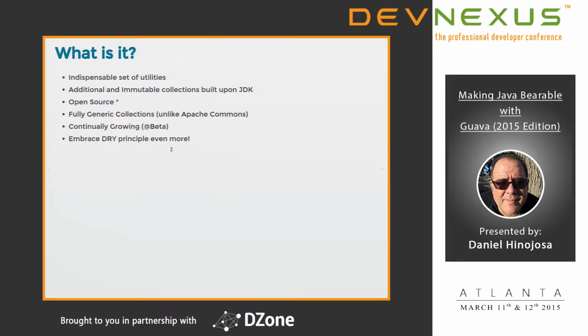All right, so what is it? It's an indispensable set of utilities. It's additional and immutable collections built upon the JDK. It's open source, and I'm going to put an asterisk there. It's open source in that you could read the source, but if you try to contribute, it's most likely they're going to deny you any patches anyway.